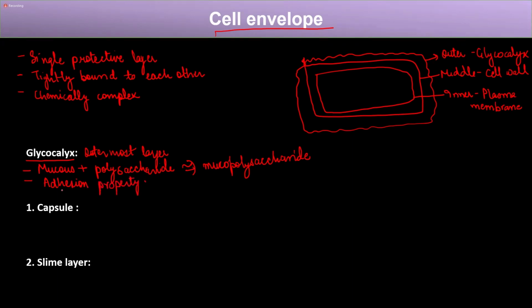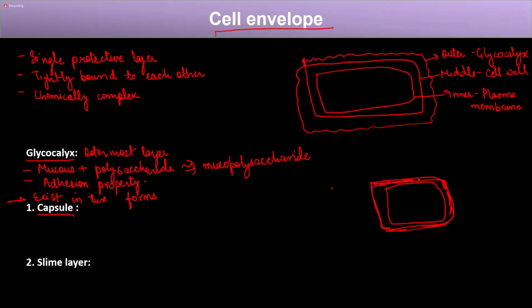Okay. Now, this glycocalyx exists in two forms. The first form is known as the capsule. So how does a capsule look? You have the plasma membrane, the cell wall, and then this outer thick layer. This is the glycocalyx. If someone asks you how a glycocalyx looks, what you'll see is that it is thick. So, the capsule.